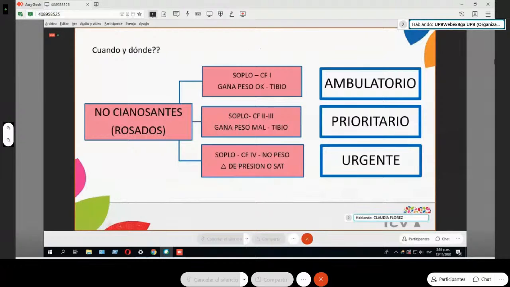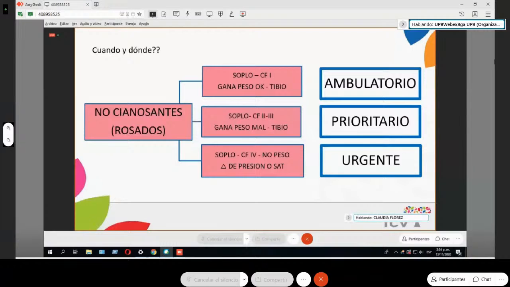So how and when? If the child is pinkish and has a heart murmur and the child looks good, is warm and gains weight, since the child has a murmur, it requires an assessment by a heart specialist. If he has a murmur but doesn't gain a lot of weight and is well, the consultation must be priority. But if there is a murmur, it's pinkish, but there is a delta of pressure or low saturation or difficulty in breathing, that child requires urgent attention.